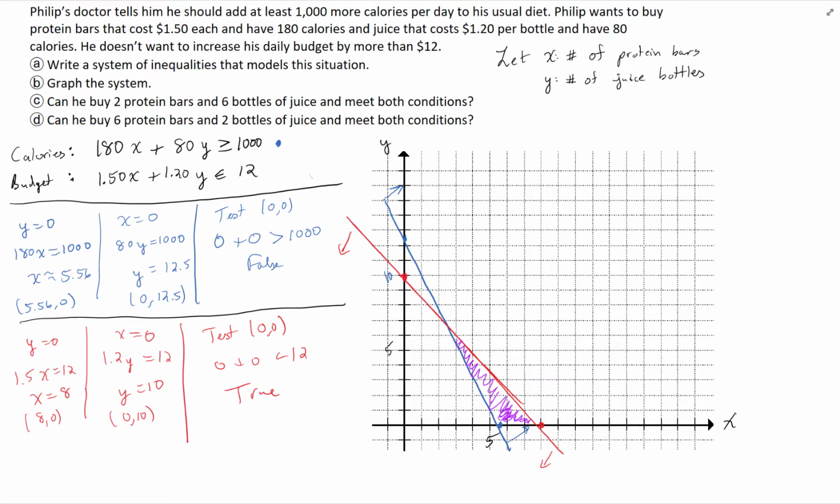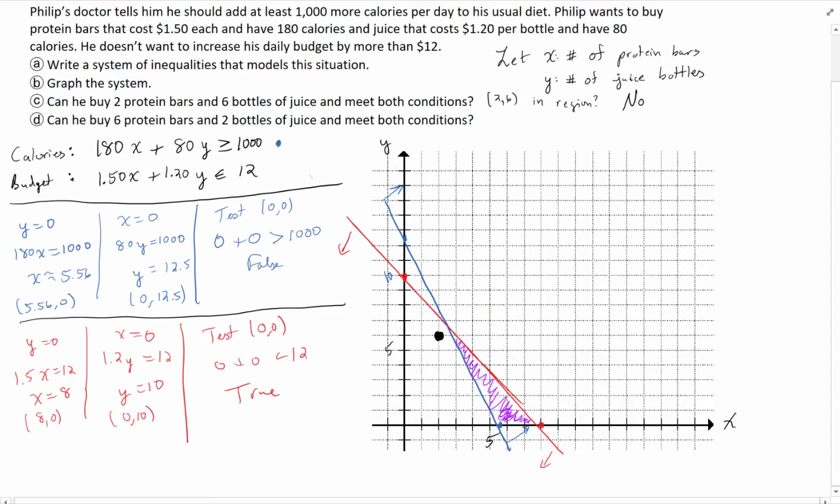So now, let's answer part C. Can he buy 2 protein bars and 6 bottles of juice and meet both conditions? Basically, that's saying, is 2, 6 in the region? Well, here's 2, 6, there's that point 2, 6. Is that in the shaded region? No, it is not.